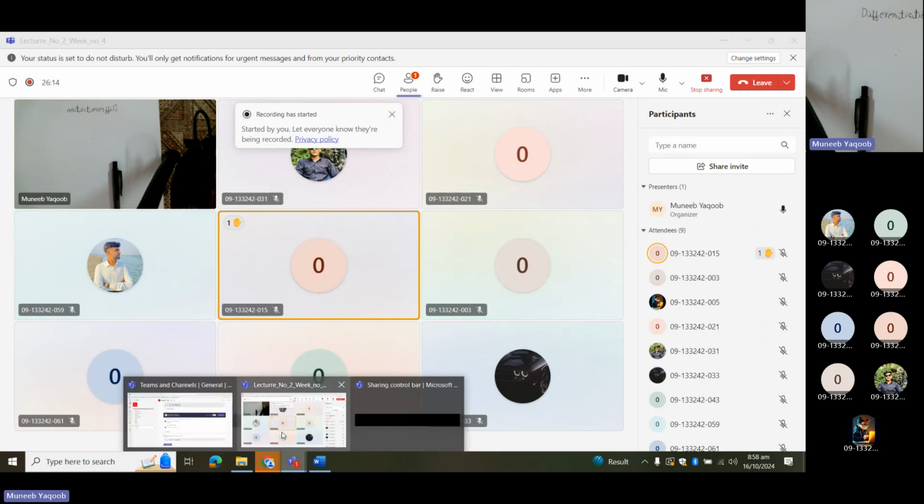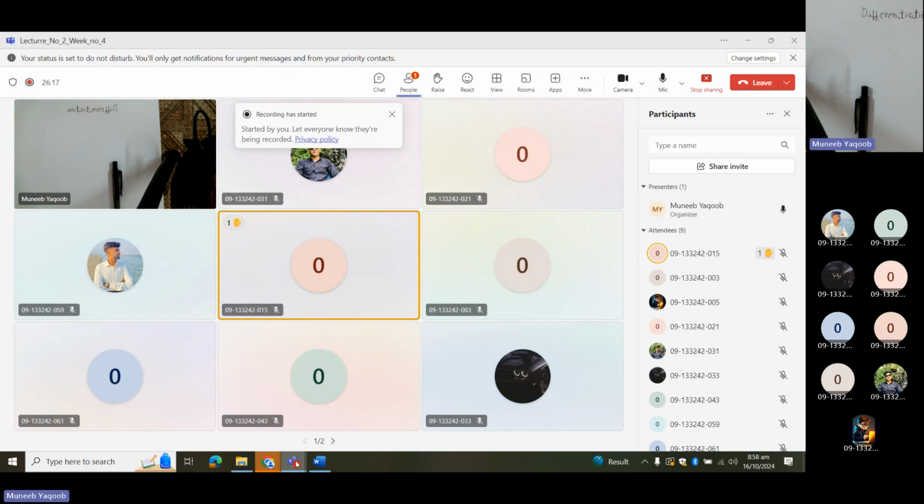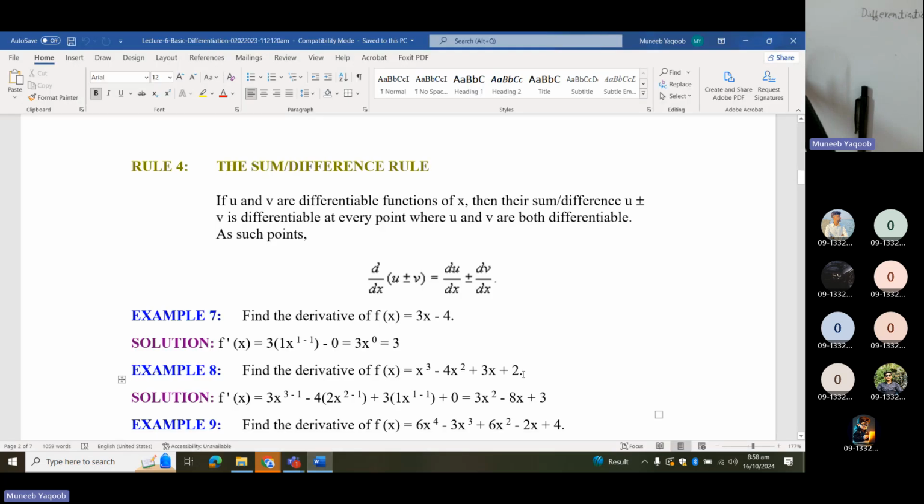Okay, so coming back to our lecture, in example number 8, if you basically analyze this example, f of x is containing four terms. Number one, x cubed, then minus 4x squared, then 3x, and then 2.